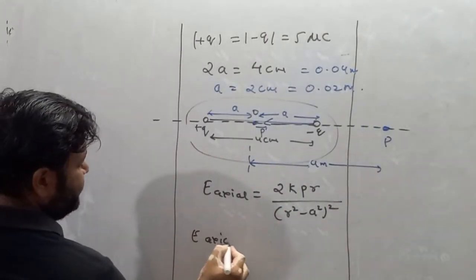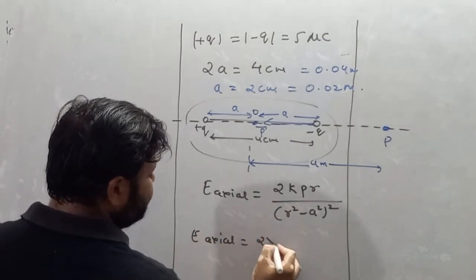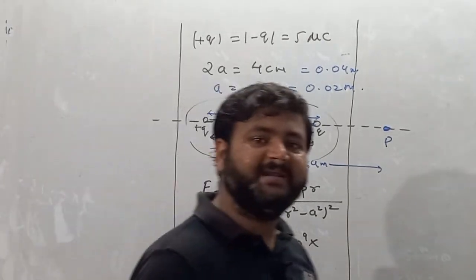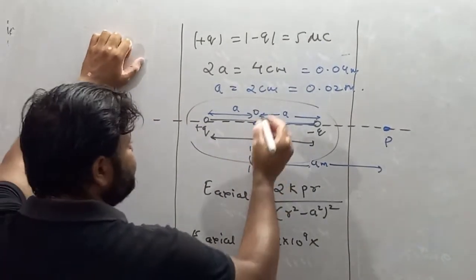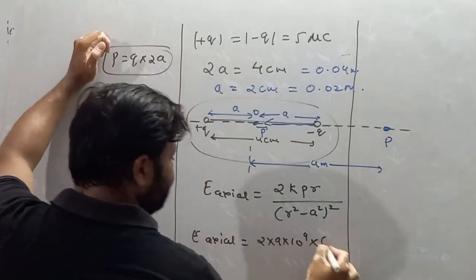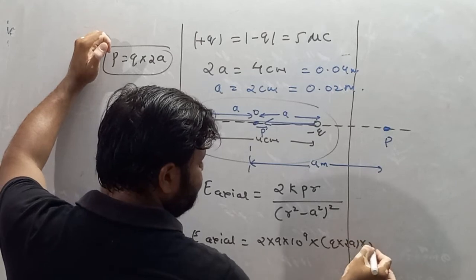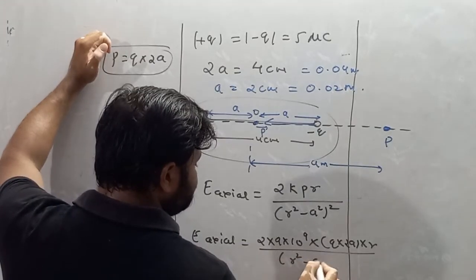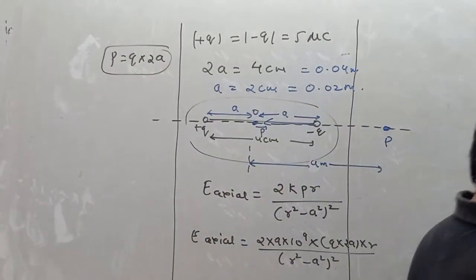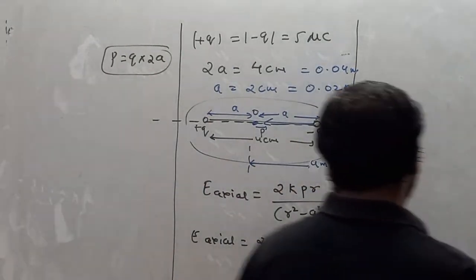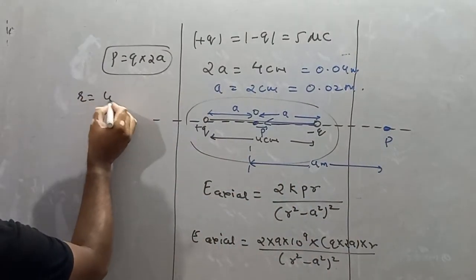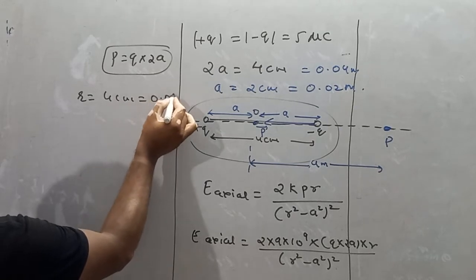So I'll write E axial is equal to 2. Instead of k, I'll write 9 into 10 raised to the power 9, because the value of k is 9 into 10 raised to the power 9. Multiply p. See, p is dipole moment, and we know that dipole moment is q into 2a. So I'll write q into 2a into r divided by (r square minus a square) squared. r is basically the distance at which we wish to find the value of electric field. So the value of r, I'll write, is 4 centimeters, so it is 0.04 meter.